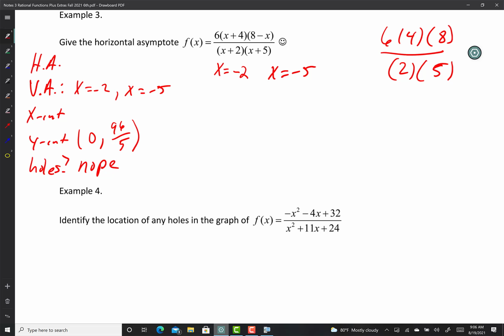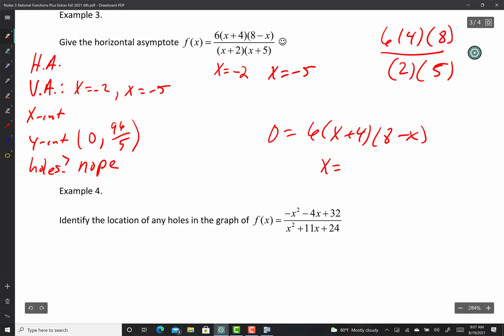Are we okay, guys? Okay. X-intercepts. All right, guys, focus. X-intercepts. So that means where your y value is 0. So 0 equals, I can just focus on the numerator: 6 parentheses x plus 4, 8 minus x. You can just focus on the numerator because nothing factored out or canceled out. So where does this equal 0? 8 and -4, correct. So my x-intercepts are (-4, 0) and (8, 0).